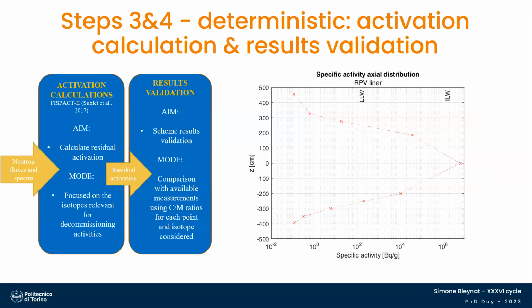Steps 3 and 4 are the deterministic activation and result validation. This is more or less the specific activity that we're expecting in the reactor pressure vessel internal liner, which is made of stainless steel and is very prone to activation due to the presence of nickel.